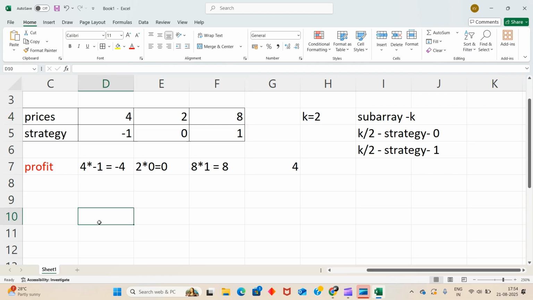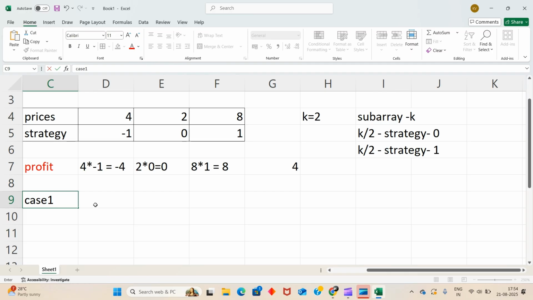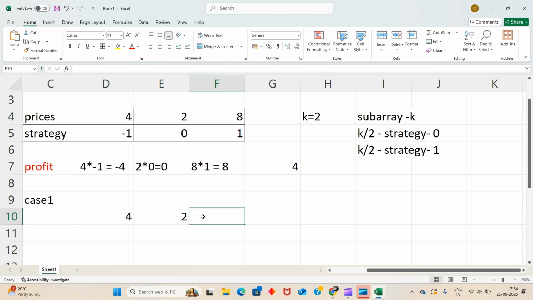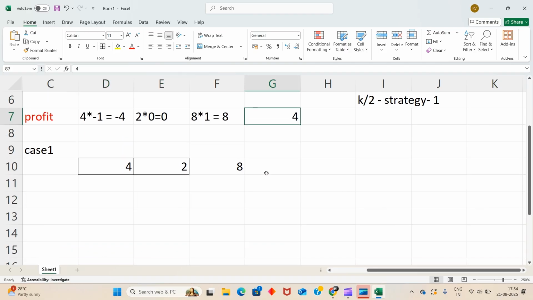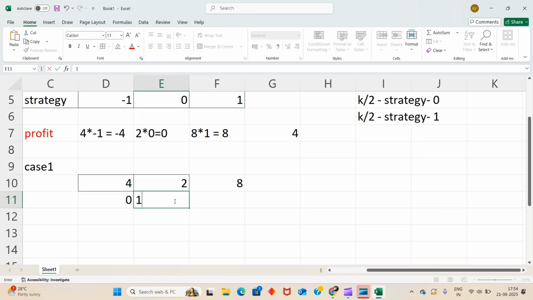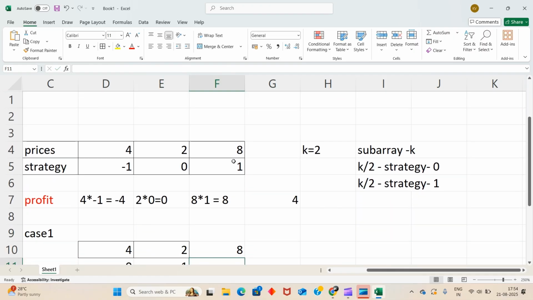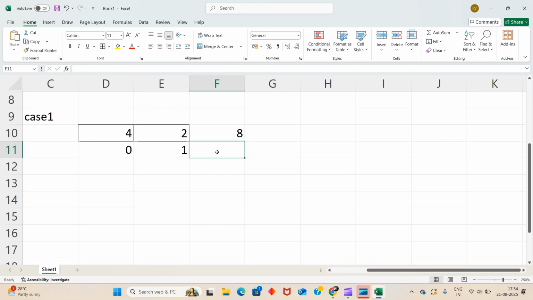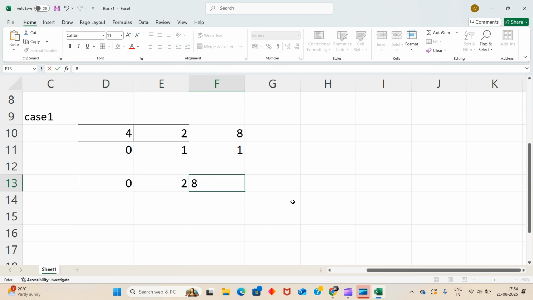Now let's say case 1, where our sub array is 4 and 2. Consider this is our array and this will be our considered sub array. Our k is 2, that means the first half and second half are only one element each. So here strategy will be 0, here strategy will be 1, and here it was 1 originally. So how will we calculate the profit? Profit will be 4 into 0 is 0, 2 into 1 is 2, 8 into 1 is 8. So the total is 10.